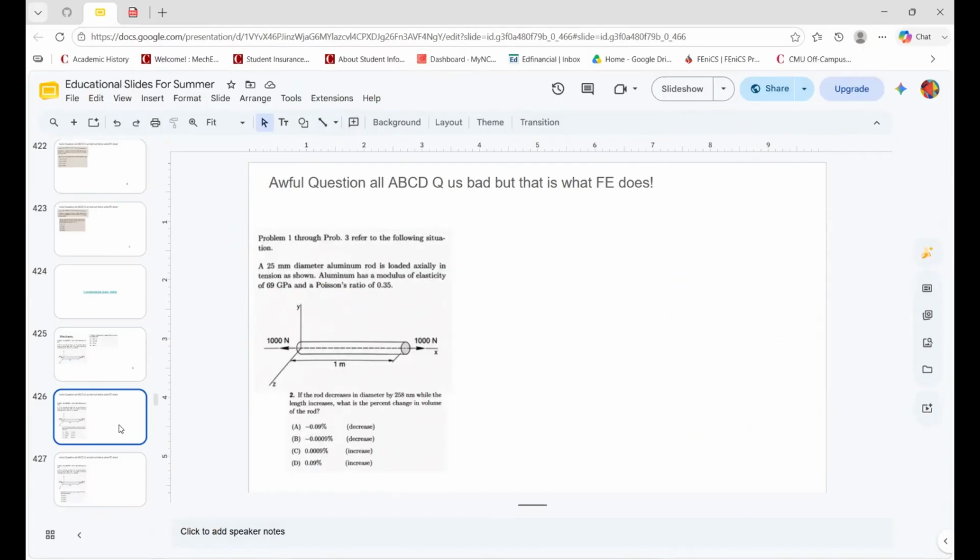But now you can double check your answer. Didn't expect that to happen. While the length increases, what is the percent change in volume of the rod? Okay, so you have this, right? Decreasing over here, right? But the question is, you kind of have to also imply the deflection at point X.